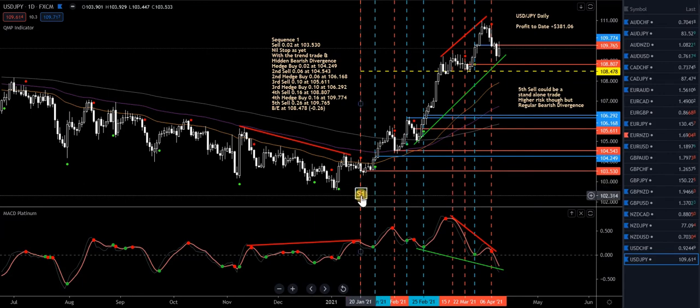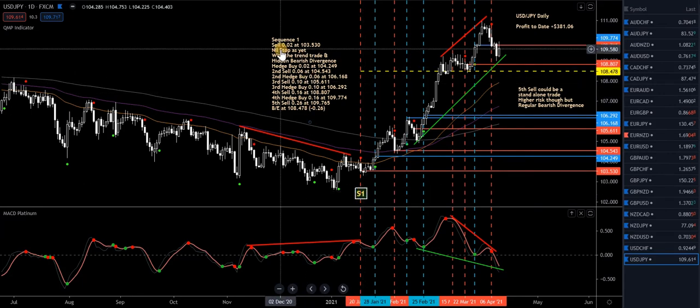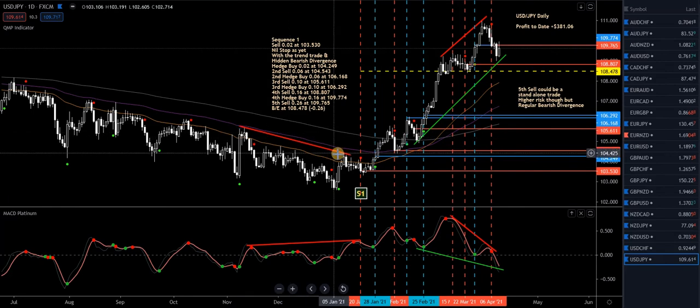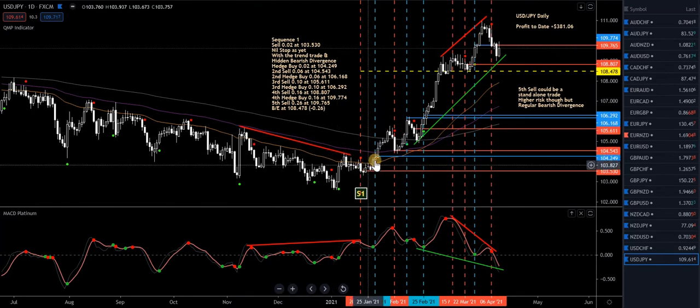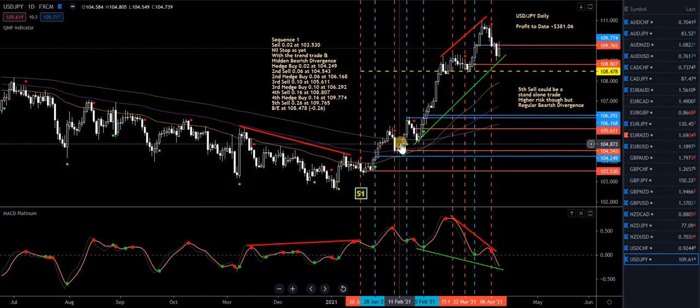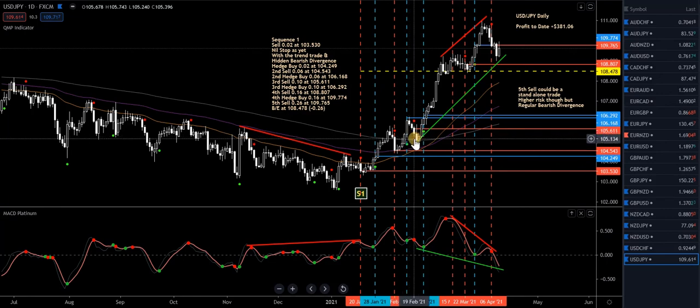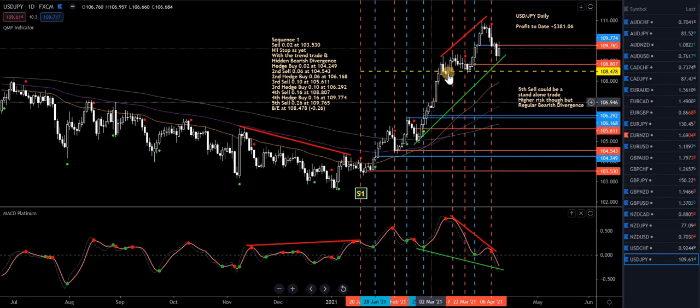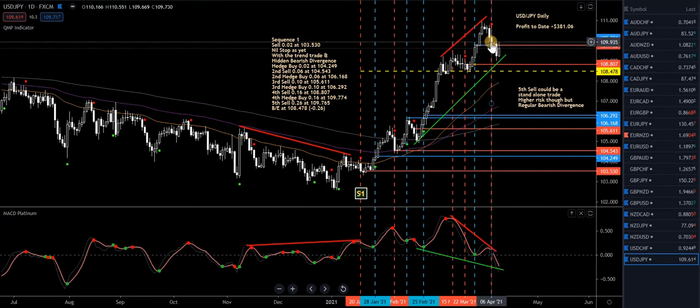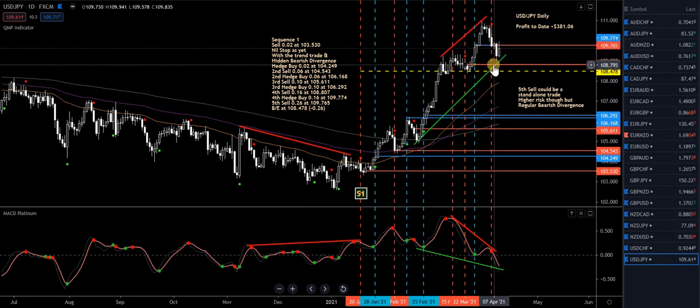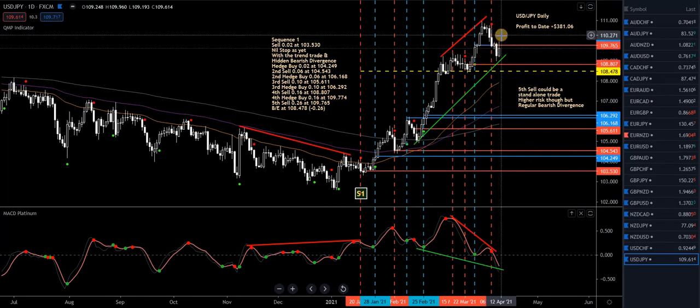I've only got the one sequence on. It's sequence 1. You can read the notes there. It was initially based on hidden bearish divergence. So sell, hedge buy, second sell, second hedge buy, third sell, third hedge buy, 4th, 5th. So we're at the 5th sell, which is this trade up here, which looked like it was going well on Thursday, but Friday it's reversed.